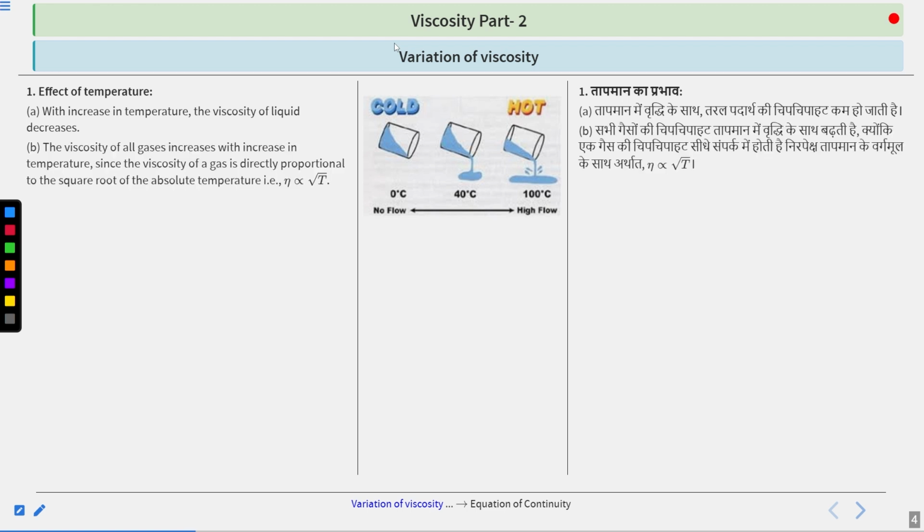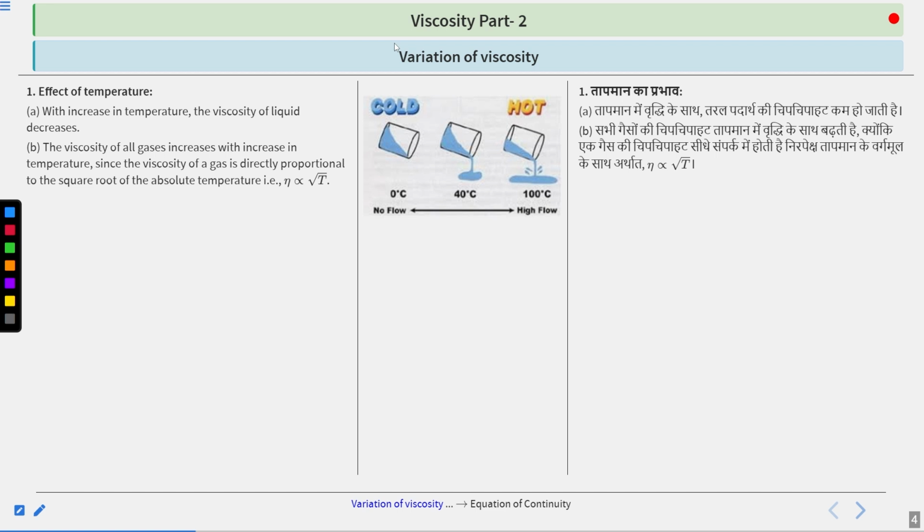The viscosity of all gases increases with increase in temperature. Now you can say this is contradictory. In liquid, we were saying that as the temperature increases, the liquid viscosity decreases. The same case is not applicable when we talk about gas. In gases, all the gases, not a specific gas, all the gases, as the temperature increases, the viscosity also increases. Instead of decreasing, in that case it is increasing.